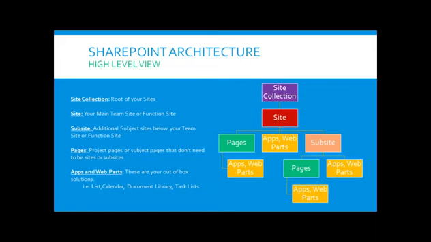So pages. Pages is a normal ASPX pages or else HTML pages where we can maintain a content and we can assign it permissions like that. And the apps and web parts. Web parts, it is a core feature, and the apps which has been introduced in SharePoint 2013. For every SharePoint object is called as apps, like list, calendar, document library, task list. So those are all called as apps.